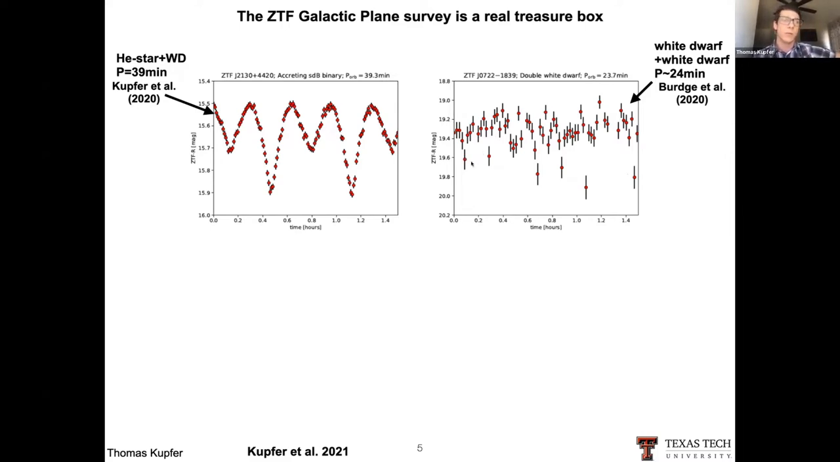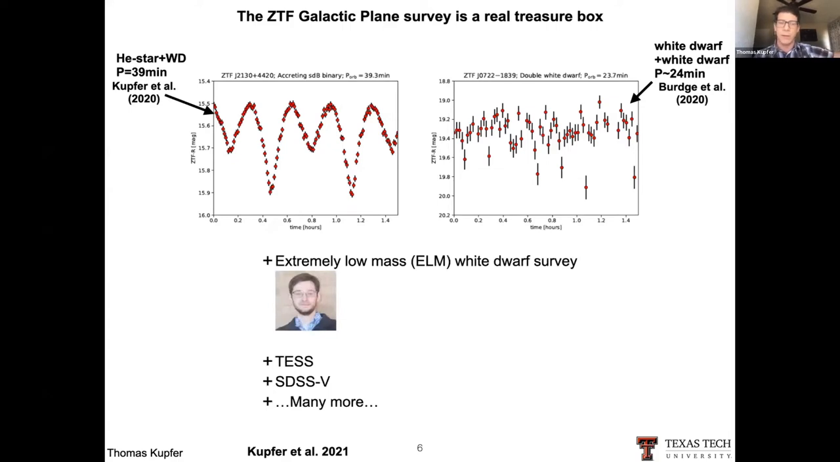But that has not been the only survey. There has been lots of work over the last 4 years and even before, where people have tried to find these. And I just want to give a few examples here. I think the other big one is what we call the extremely low mass white dwarf survey. And I want to make a shout out to my postdoc in my group, Alexander Kosakowski, who is actually doing this work in the Southern Hemisphere.